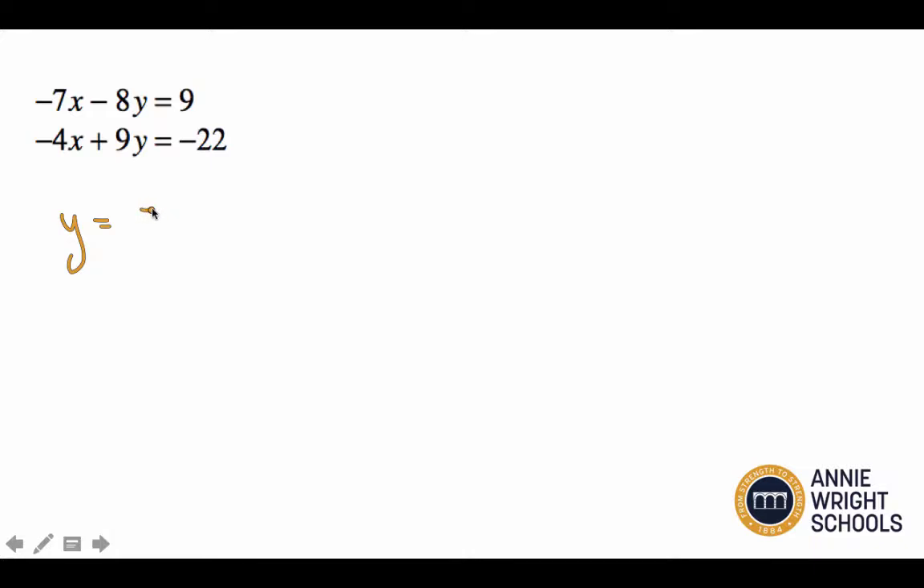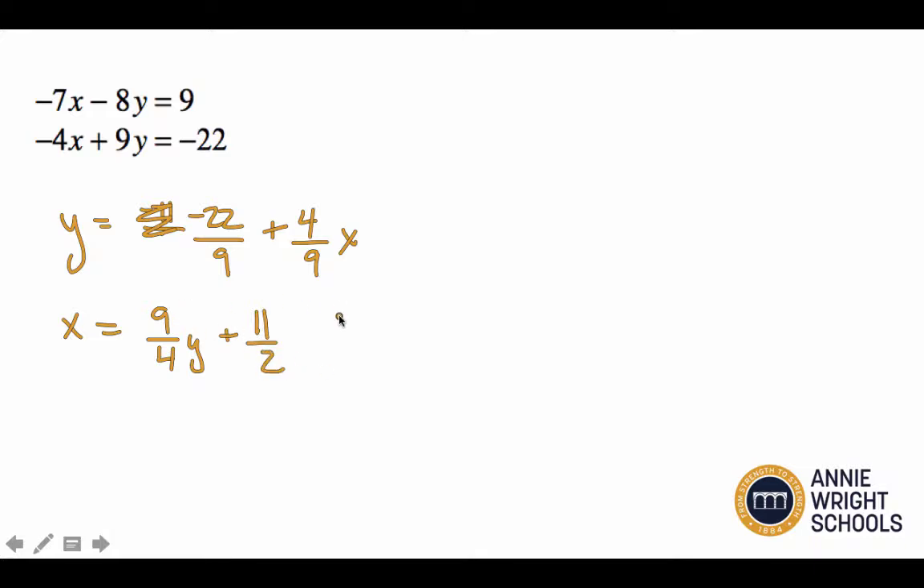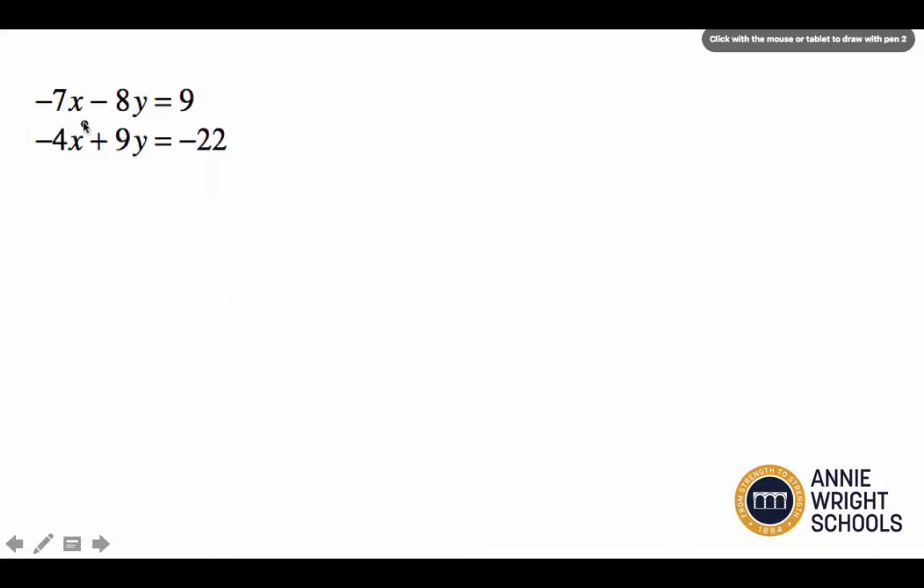y equals negative 22 over 9 plus 4 over 9x. And if I solve this for x, I would have gotten 9 over 4y plus 11 over 2. All of that looks really gross, and I don't want to deal with those fractions. So a much easier way to solve this equation is to pick a variable to eliminate.